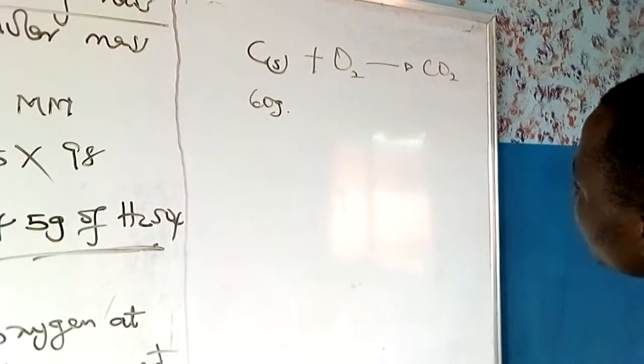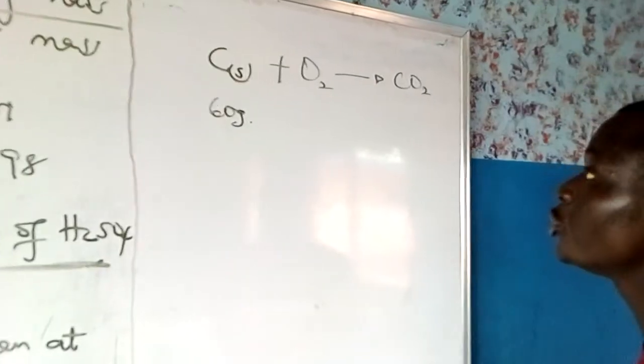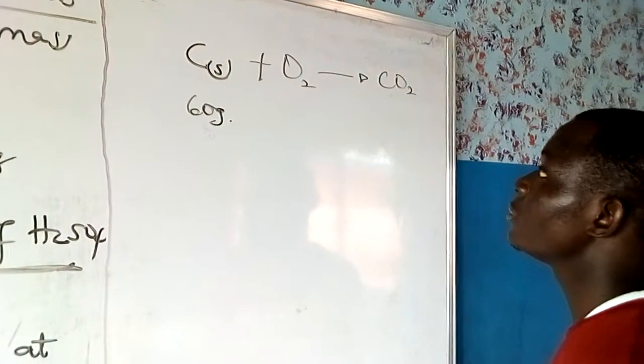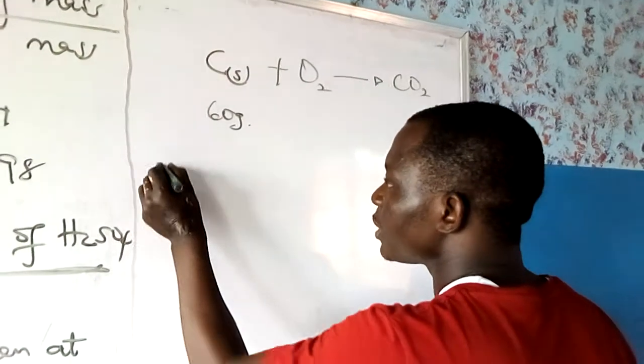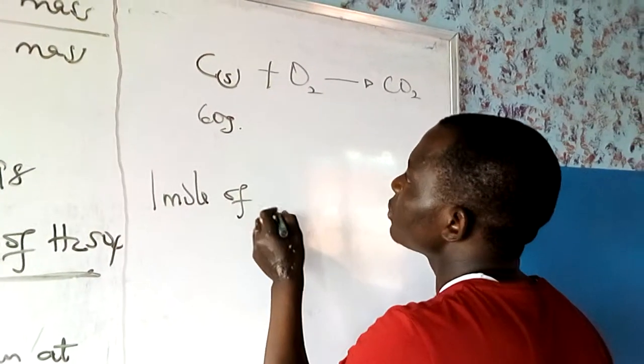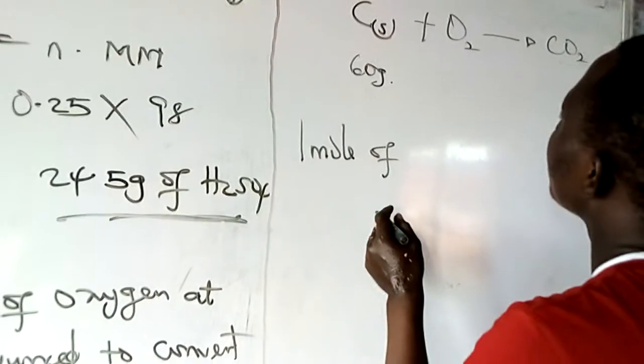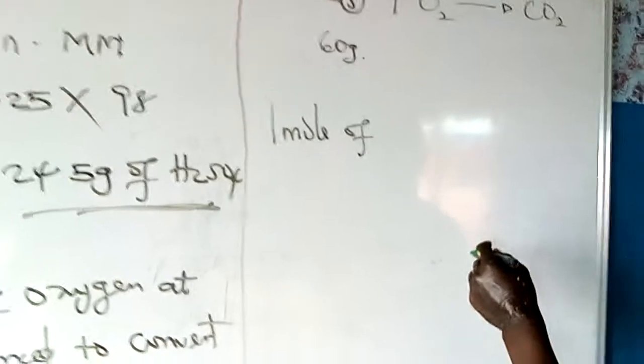So in order to solve this question, you can go by mole ratio again. How can you go by mole ratio? Now, you can use the proportion method, or 1 mole of carbon. 1 mole of carbon will give us what?